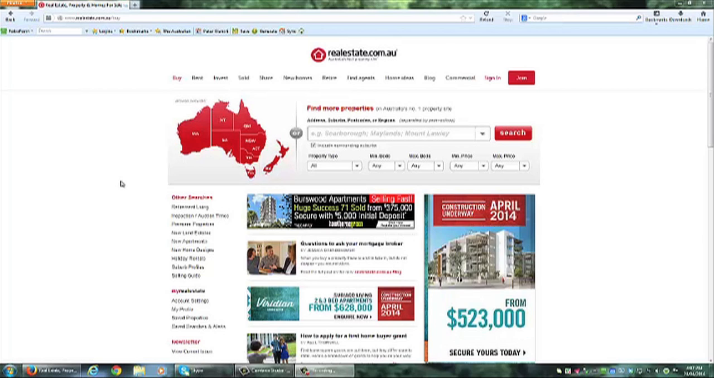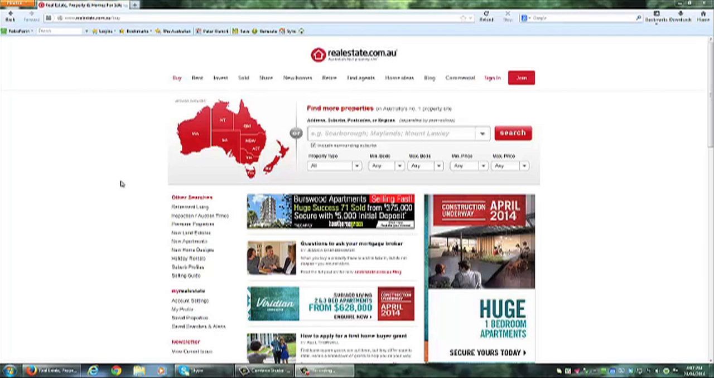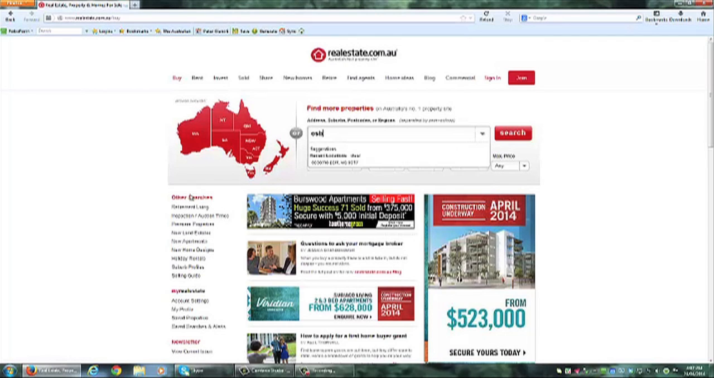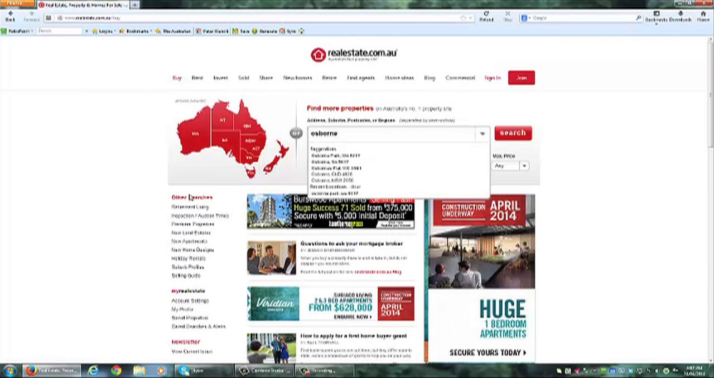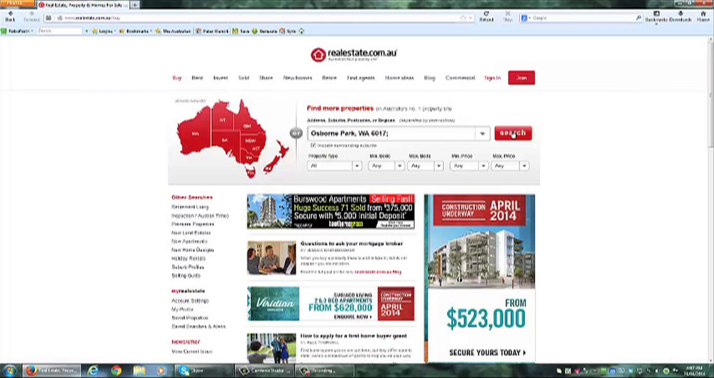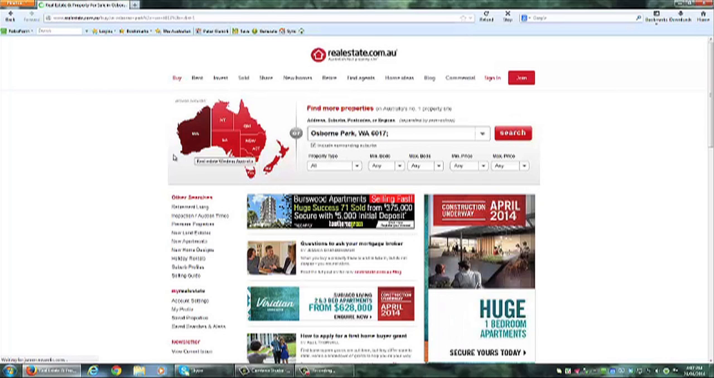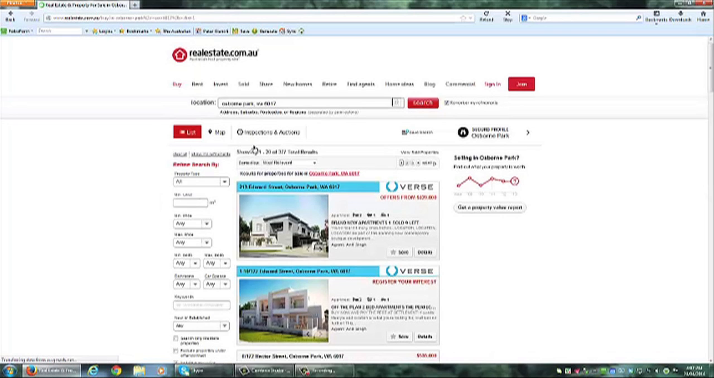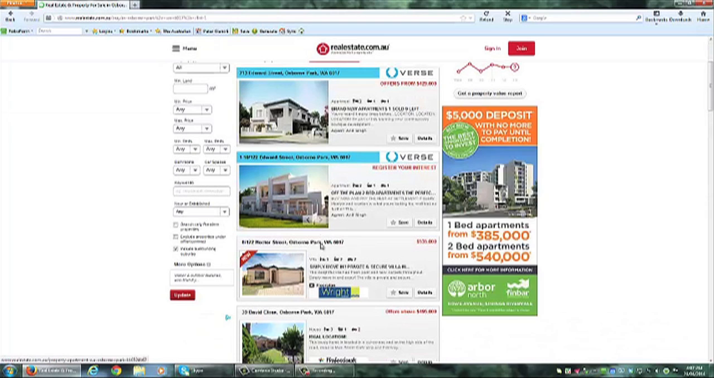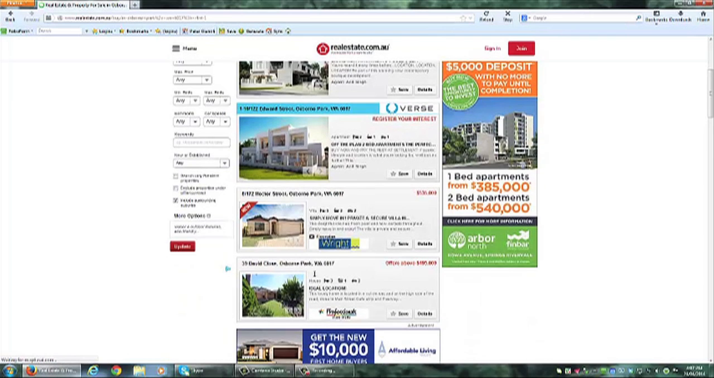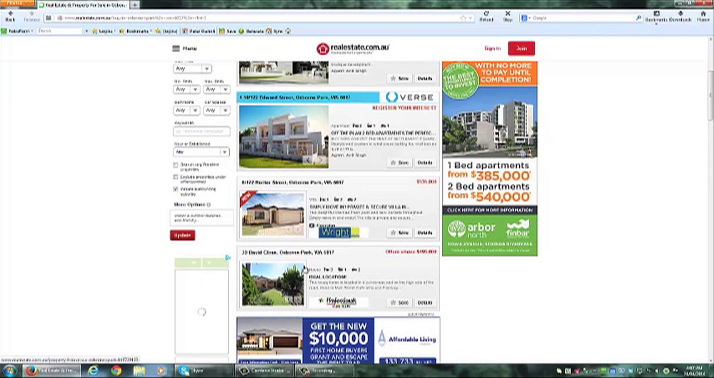So the way I use realestate.com to get to the information very quickly is to go across to here and type in a suburb. Let's choose Osborne Park as an example in Western Australia. We'll find it here, we click it and hit search. This will bring us to the information on the suburb. As you can see, here are the listed properties that real estate agents have listed over a period of time, and you can click any one of these and drill down to the details of the property.